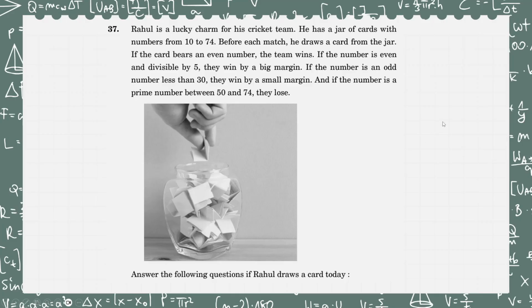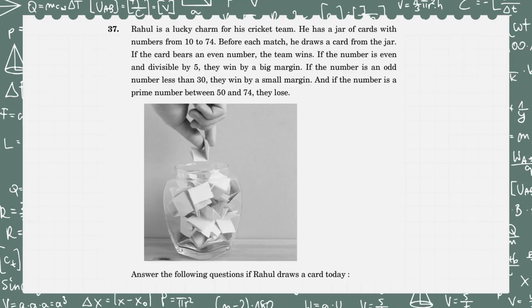So, one thing we have to understand is they have some belief, right? So, that guy, whatever number he draws, will tell their fortune, right? So, let us see. Whatever number this guy draws, if that number is an even number, then they are going to win the match.